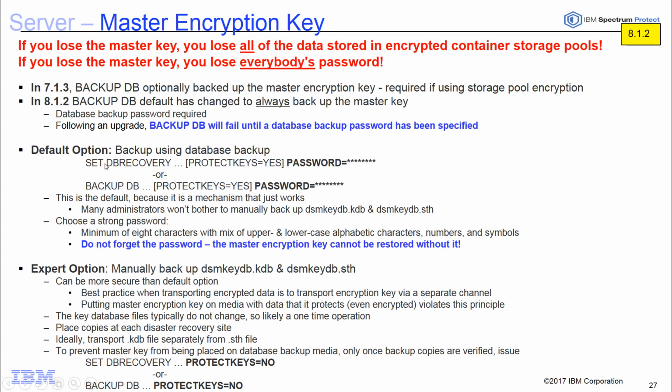And all you have to do is do the set DB recovery, protect key equals yes, and then give it a password. Or you can do backup database, protect key equals yes, and assign it a password. And so this is going to be the default. The reason is it's easy and it just works. And we're worried that administrators maybe won't bother to manually back up the DSM key DBs. And so we wanted the default to automatically do that.